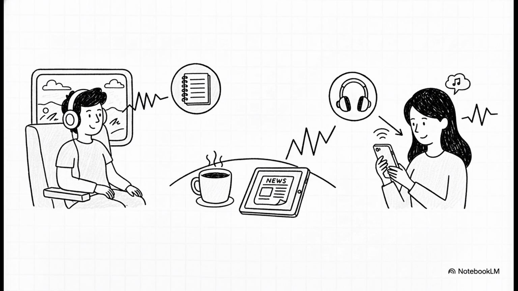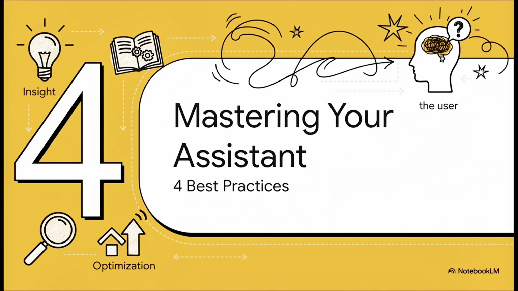I mean, just think about the possibilities here. You could get a custom audio summary of your meeting notes for your commute home, or a personalized daily news briefing made just for you from the sources you picked. This really could be the future of how we consume information. So now that you get how powerful this is, how do you make sure you get the absolute best results? Let's quickly run through 4 best practices to help you really master your new AI assistant.